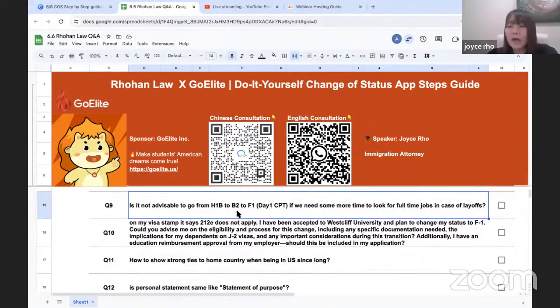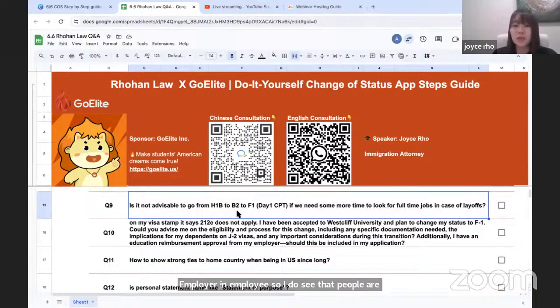So I do see that people are changing their status to B2, then seeking a new job, and when they're ready, going back to H1B. Or they choose to become an F1 student because they can pursue education or participate in CPT. This is a good scenario, and I think it is happening a lot. Many people are considering this scenario to pursue work, keep the education, and then go back to H1B.